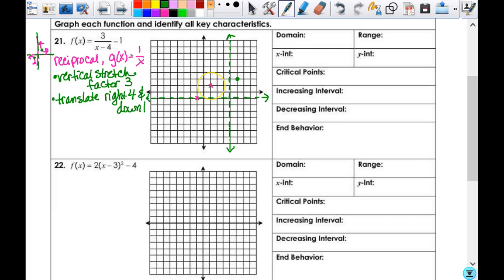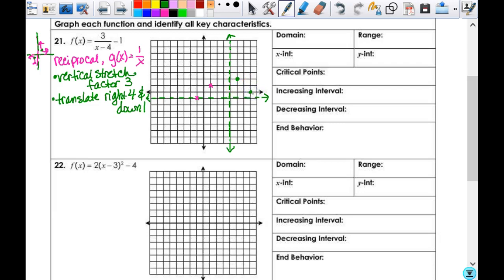And now we're going to do this again, but we're going to use a horizontal stretch. So my x value is 1. My x value becomes 3 because it's a factor of 3. Then I translate to the right 4: 1, 2, 3, 4, and down 1.